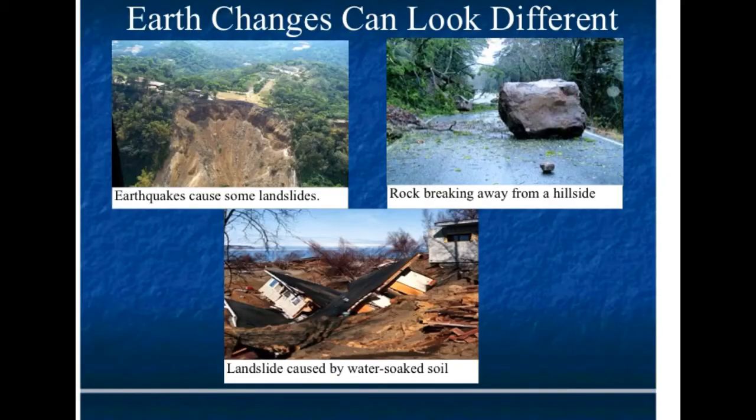Okay. Earth changes can look different. Earthquakes cause some landslides, but landslides can also be caused by water-soaked soil. Okay, if it rains too much and the land begins to slide due to being flooded with water. And then here's a picture of a rock, one huge boulder that has broken away from a hillside and come crashing down onto the road.